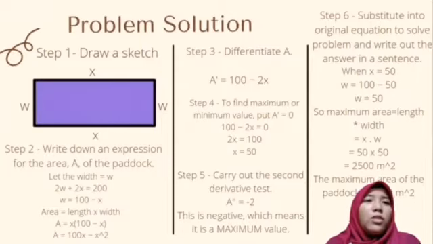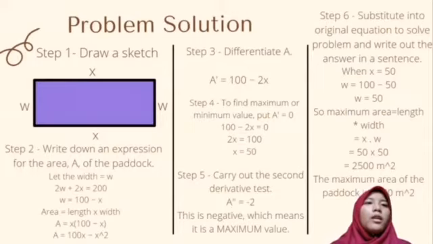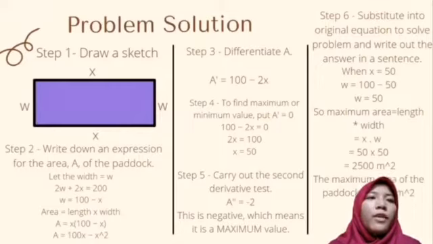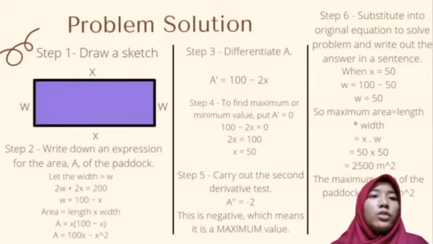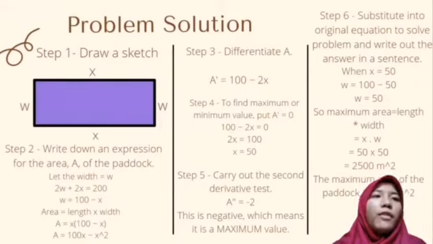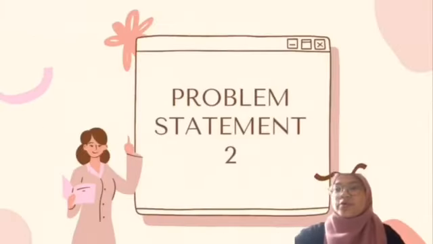For the last step, substitute into the original equation to solve the problem and write out the answer. When x equals 50, w equals 100 minus 50, so we get w equal to 50. So we can get the maximum area with length times width, which is 50 times 50, we get 2,500 meters squared. So the final answer of the problem is the maximum area of the paddock is 2,500 meters squared.